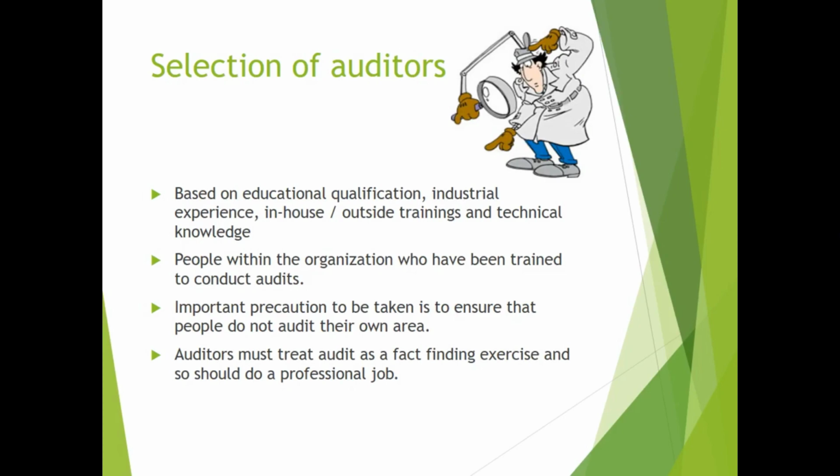Selection of auditors for a particular area is normally based on educational qualification, industrial experience, in-house or outside training, as well as the technical knowledge of the individual. People within the organisation who have been trained to conduct audits are commonly used for self-inspections. The training can be done by the organisation itself if the expertise exists within the company, and there can be more than one auditor per department. An important precaution is to ensure that people don't audit their own area, because this will introduce a bias. Auditors must treat the audit as a fact-finding exercise, and should do so in a professional manner.